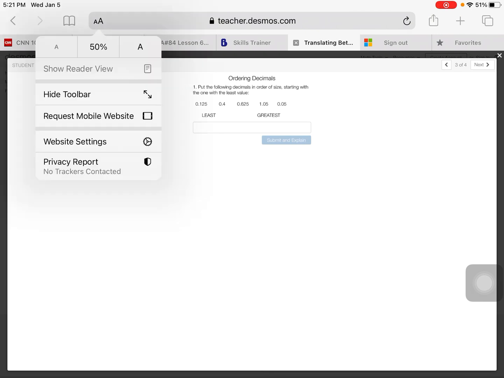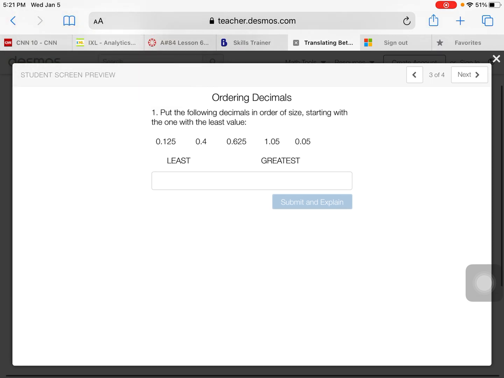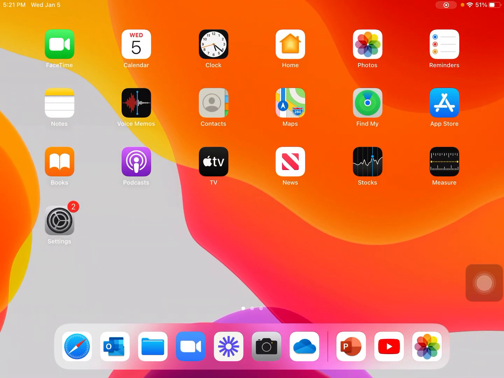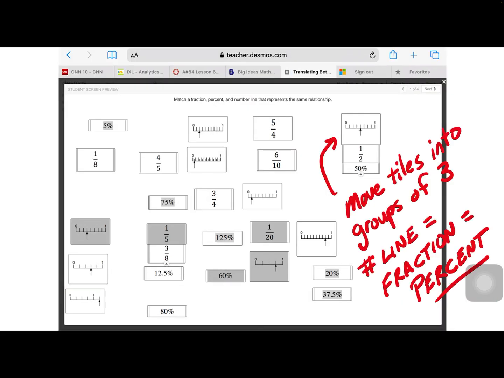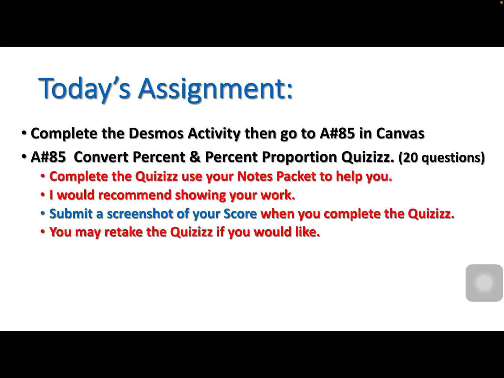And so in this case, you can go back and you can make this larger by clicking on the A's, and you can see everything bigger. And then you're going to go ahead and put these in order. And so you're going to have to type them in order from least to greatest, okay? So you're going to go ahead and give that a shot. Once you are done with that, so you're trying to get to groups of 3. Once again, I just showed you that. This is slide 2.